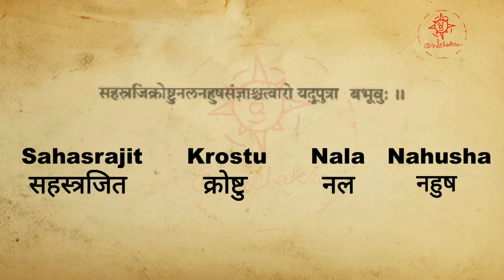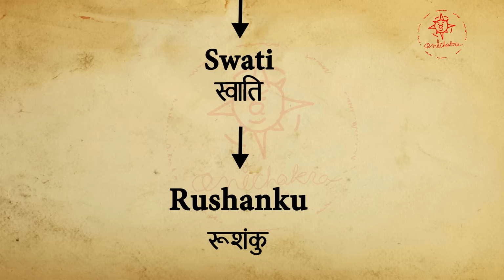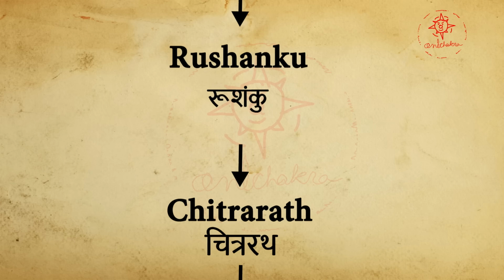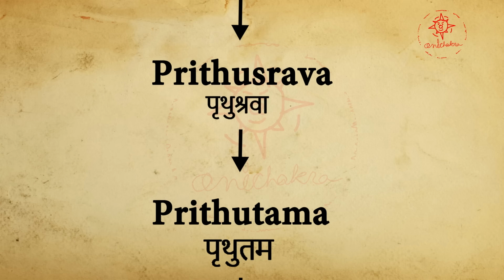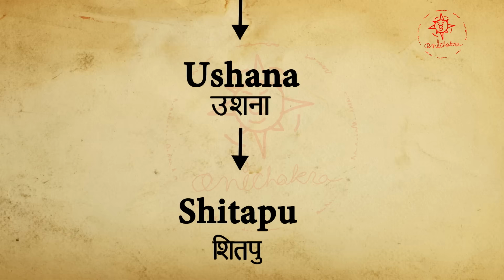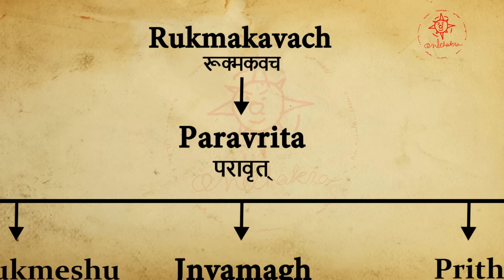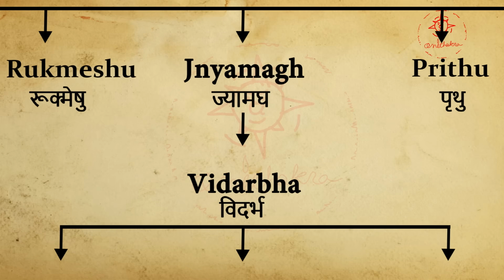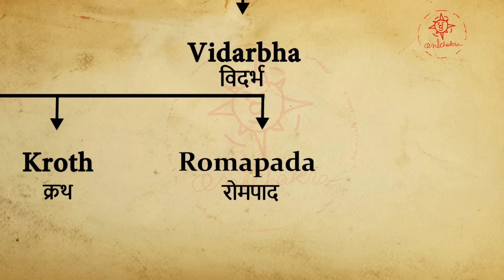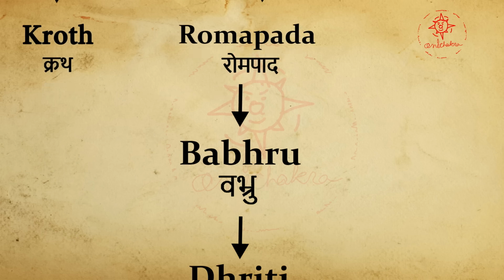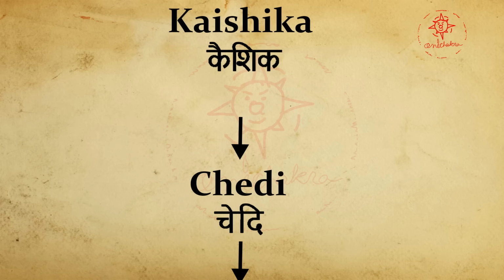Krostu's descendants are as follows: Dhwajiniban, Swati, Rushanku, Chitrarath, Shashivindu, Prithusrava, Prithutama, Ushana, Shitapu, Rukmakavach, Paravrit, Jamag, Vidarbha. He had 3 lads: Kaishik, Krath, Rompad. Let's see Rompad's descendants: Babhru, Dhriti, Kaishik, Chedi, whose descendants were known as Chaidya.